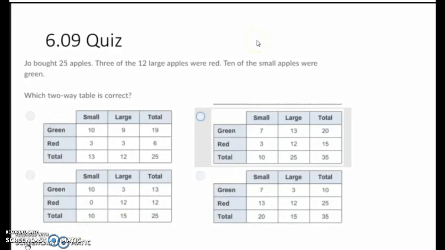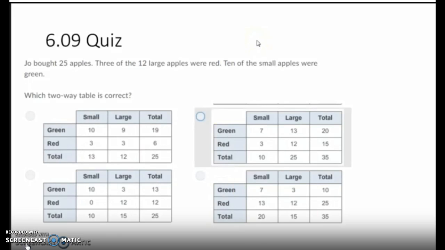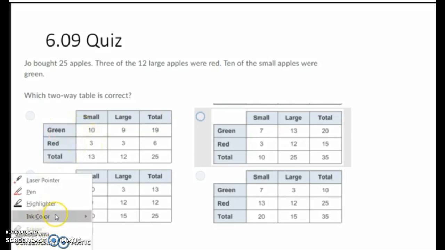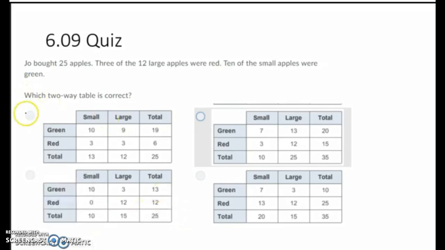So here we have Joe who bought 25 apples. 3 of the 12 large apples were red, 10 of the small apples were green. So if you look there, we're going to compare all of the tables and see which ones are correct. So which ones have the correct info?